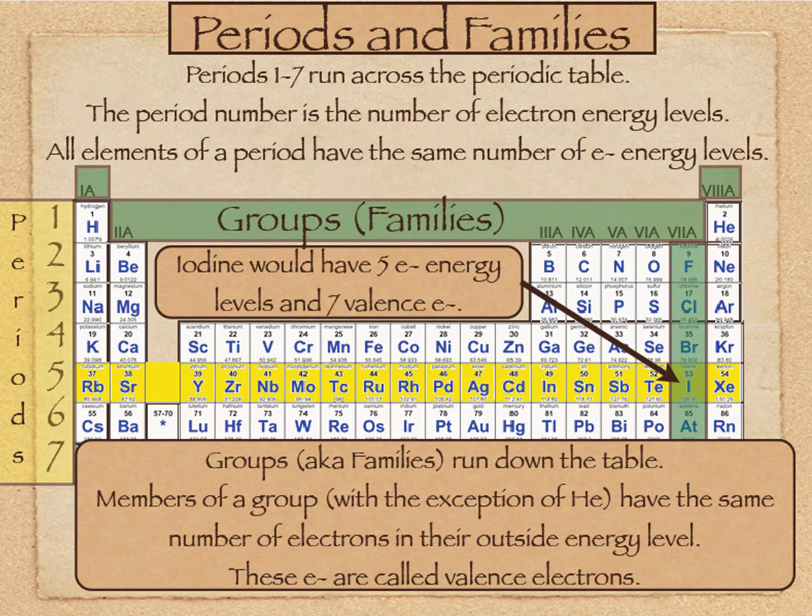Okay, periods and families. Periods are 1 through 7, those are the energy levels, remember that. And then groups go up and down, and that tells you the valence electrons. So iodine, number 53, is in group 7, so it has 7 valence electrons, and it's in the 5th period, so it has 5 energy levels. Families run down the table, and groups have the same number of valence electrons.